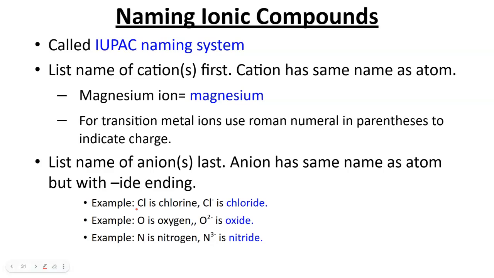How about if we're going the other way and naming ionic compounds? To name an ionic compound, this means writing the English name. It's based on the IUPAC system, which stands for the International Union of Pure and Applied Chemistry. The cation, the positive ion, is just the name of the atom. If it takes on more than one charge, like a transition metal, you use a Roman numeral to indicate the positive charge. Notice that this refers to charge and not oxidation number.